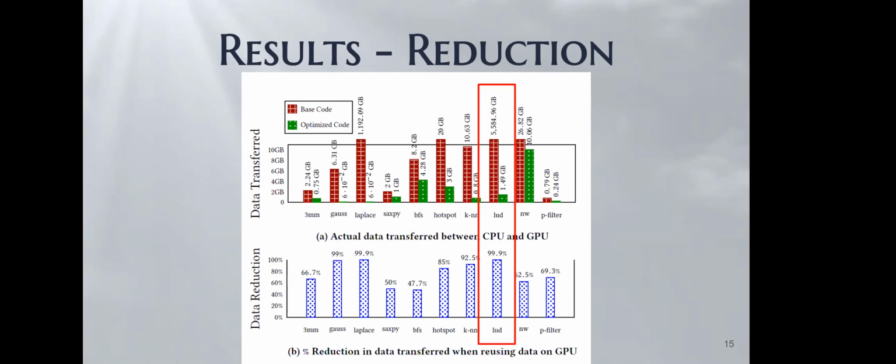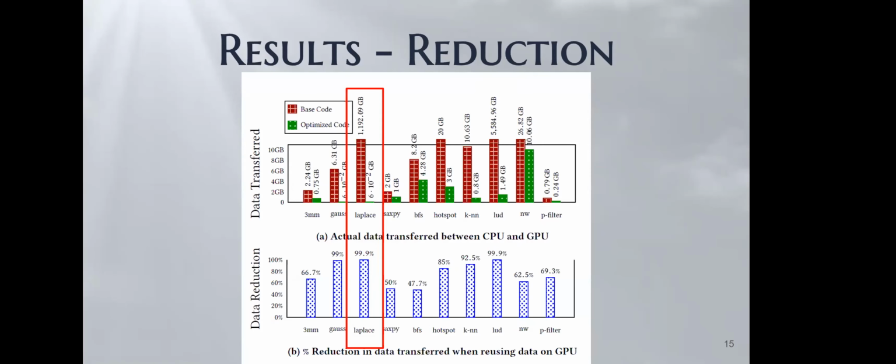Now, in an application like Rodinia's LU decomposition, in the base case, 5.5 terabytes of data was transferred between the host and the device, as compared to only 1.5 gigabytes of data transferred in the optimized code. This is a huge reduction of 99.97%.